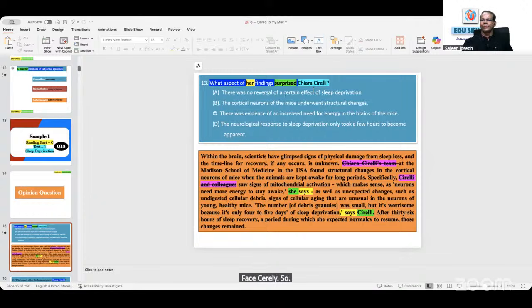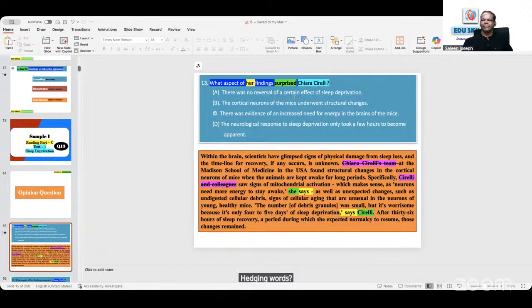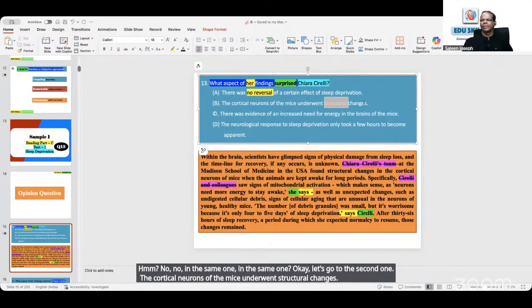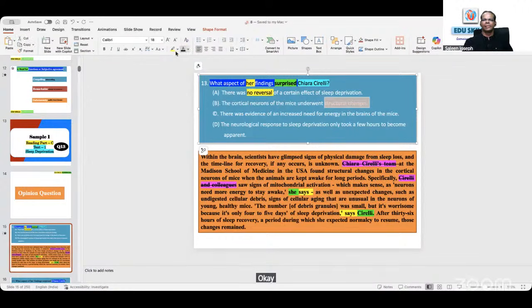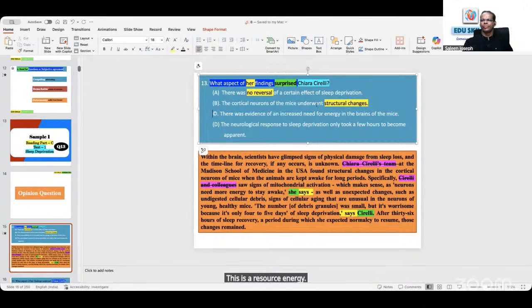So there was no reversal of a certain effect of sleep deprivation. What are the hedging words? No reversal. Structural changes. Okay, let's go to the second one. The cortical neurons of the mice underwent structural changes. Then there was evidence of an increased need for energy in the brains of the mice. For energy, in the brains.